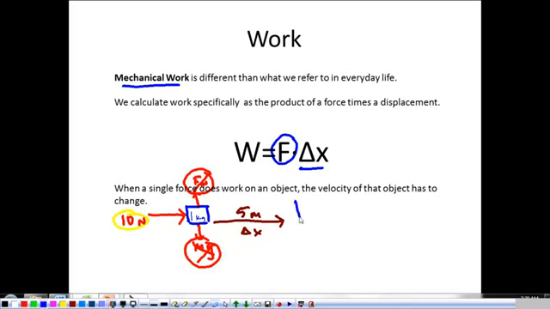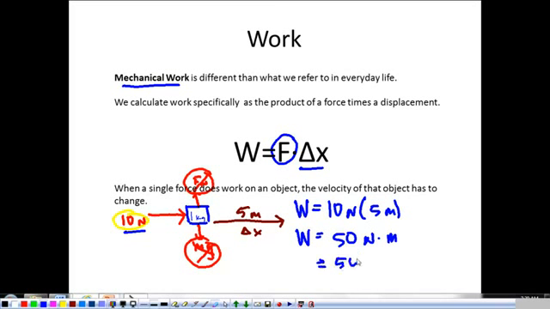So, if I want the work done on this thing, I have the force in the direction of motion, 10 newtons, times 5 meters. So the work done on this object is going to be 50 Newton meters. Well, a while ago, physicists decided that that was hard to say, so we're going to say that it is 50 joules. Joule is our unit for work. One joule is 1 Newton meter.